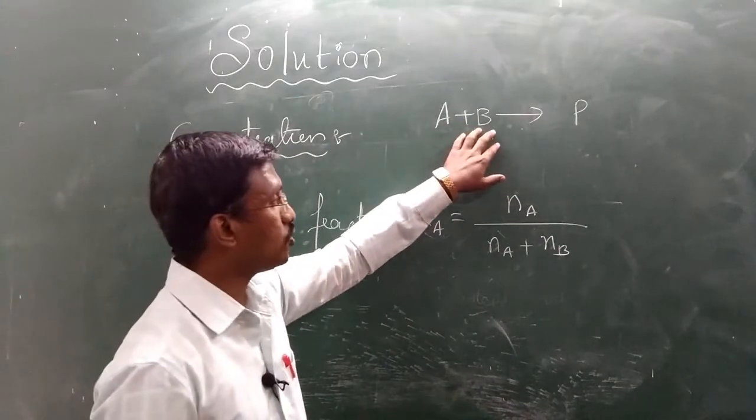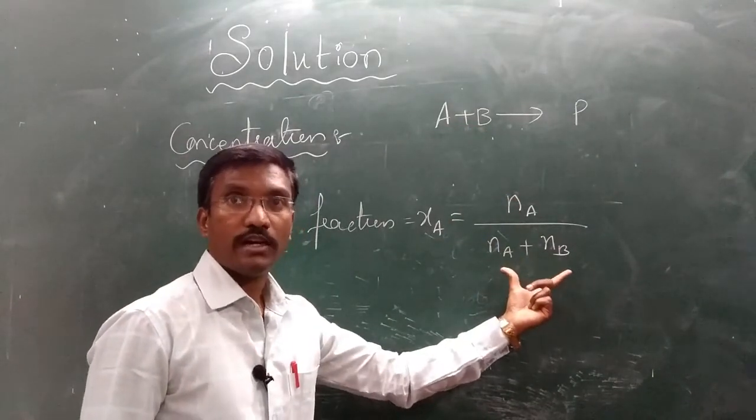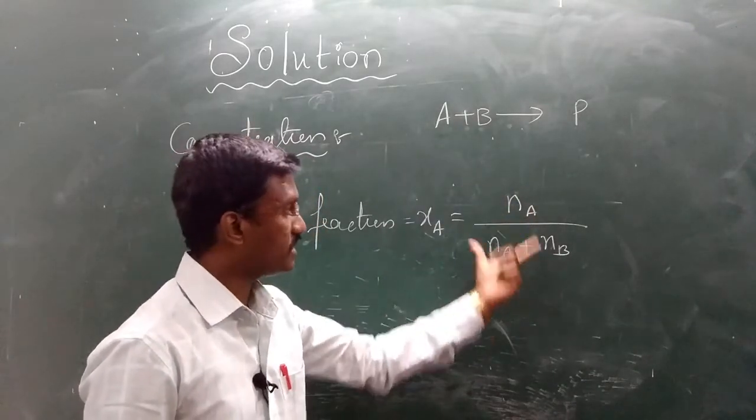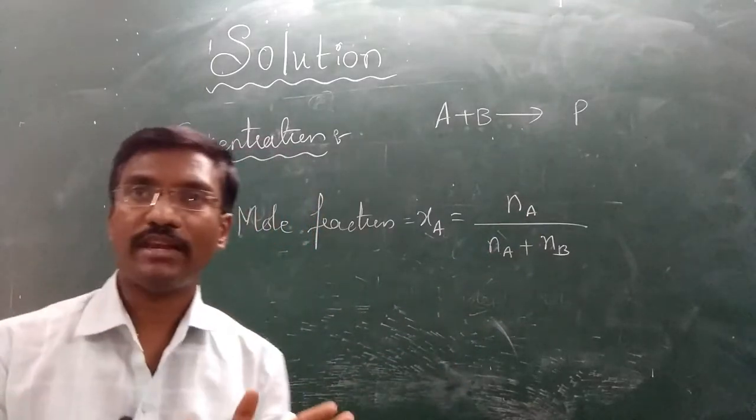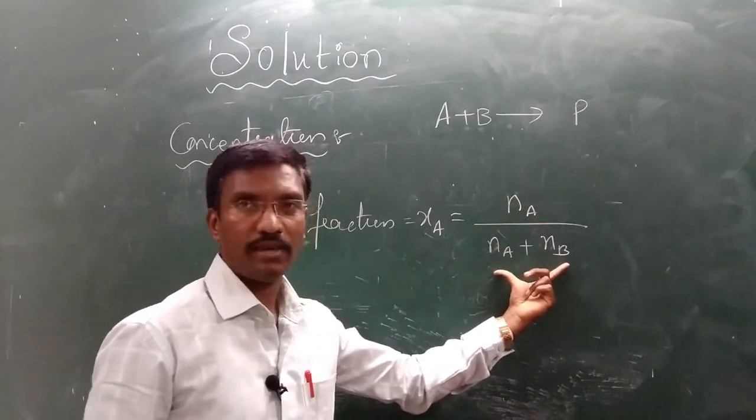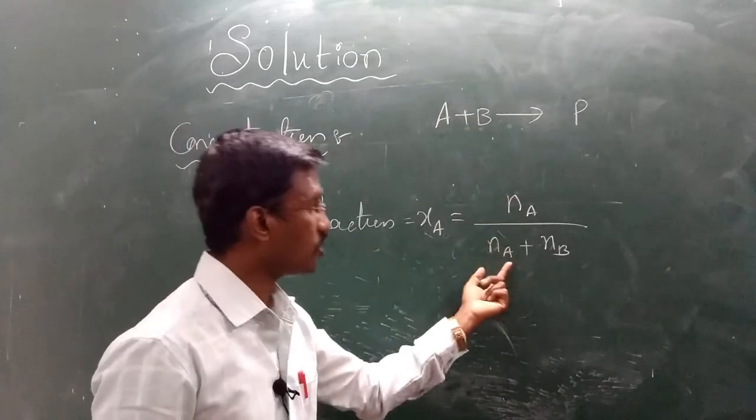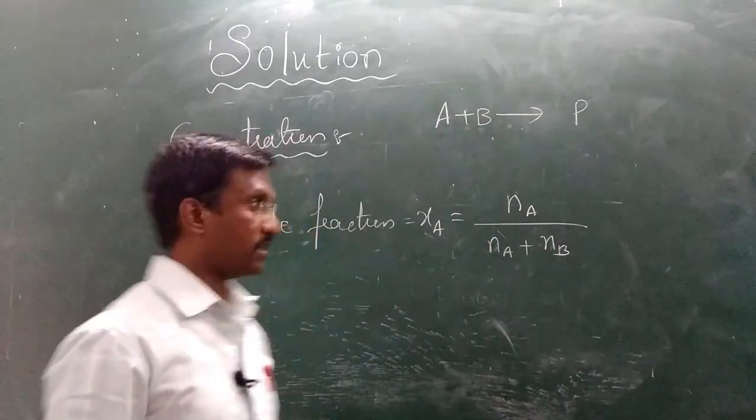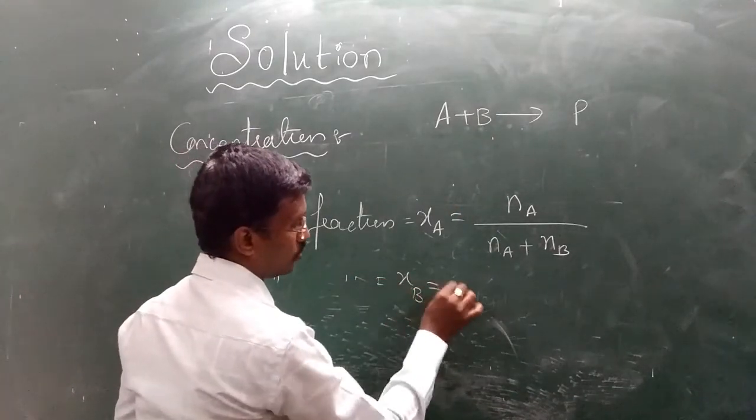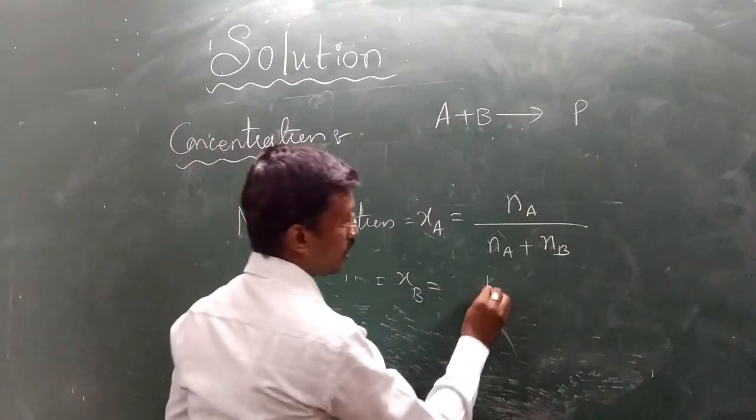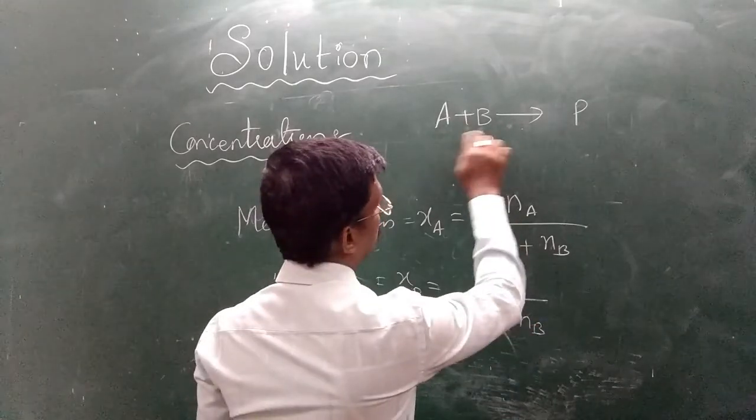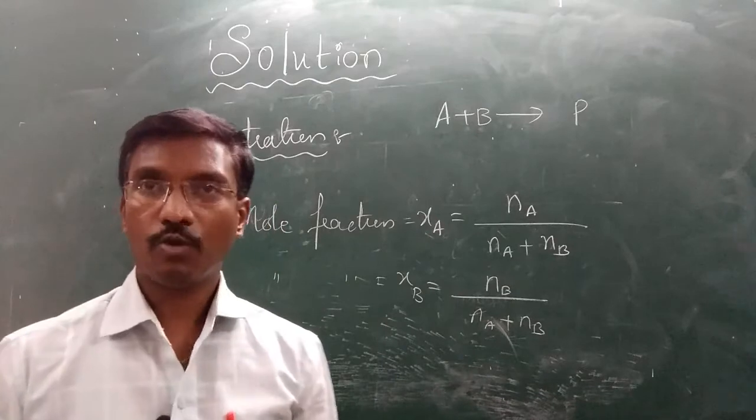If the reactants are 2, we have to write the overall number of moles of the 2 reactants. This is the number of moles of component A, divided by the number of moles of all the components, not excluding A but including both A and B. If it is A, B, C, 3 reactants, you have to write nA plus nB plus nC like that. If you want to calculate the mole fraction of component B, that is XB equals nB, whichever one you want to calculate you write in the numerator, and below remains as it is, the sum of all the components.